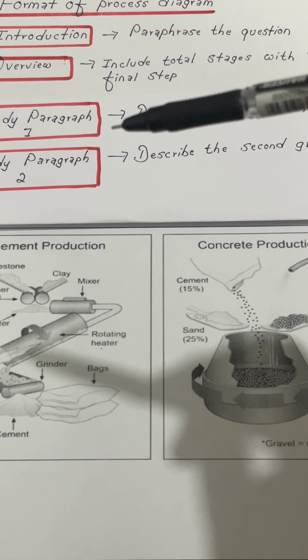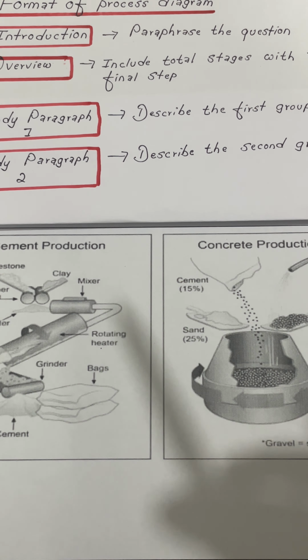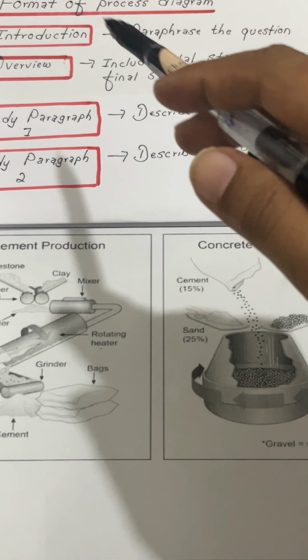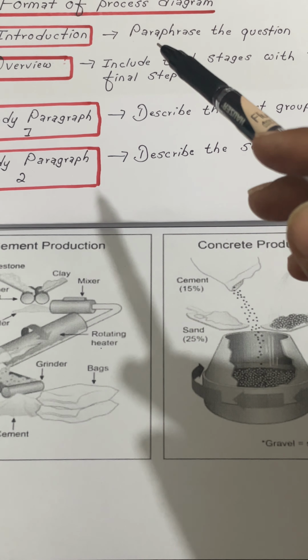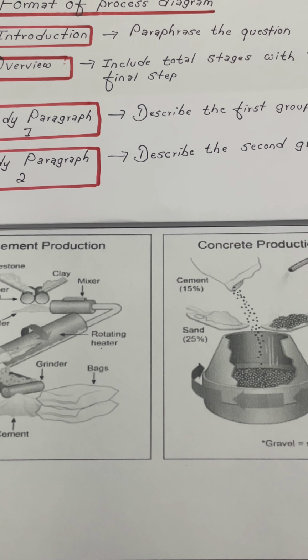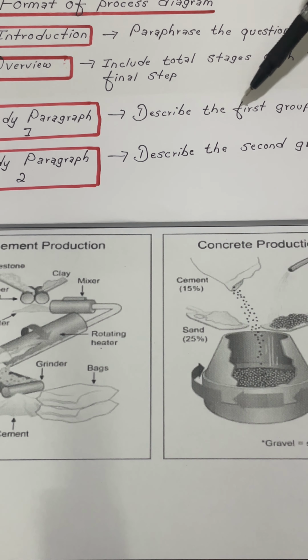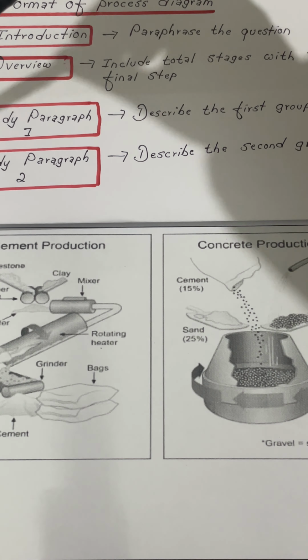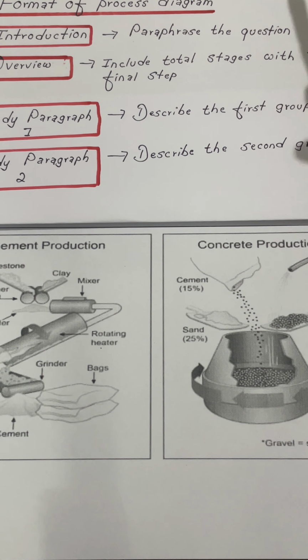We have four paragraphs in a process diagram, like in line graph, bar chart, and pie chart. The first is the introduction, where we paraphrase the question. Then we have the overview, where we include the total stages with the final and initial step. Then we have body paragraph 1, where we describe the first group of information, and in body paragraph 2 we describe the second group of information.